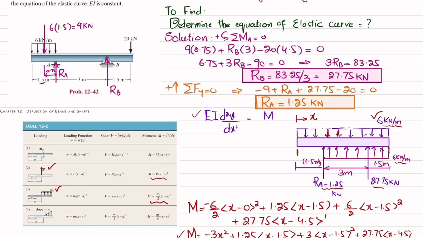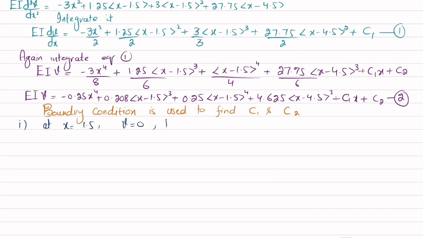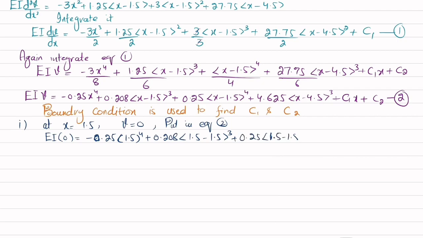Let me show you here. You can see at x equal to 1.5, we have deflection equal to 0 because there is a roller support. So what we will do is put it in equation 2. We will get EI into 0 equal to minus 0.25 into 1.5 power 4 plus 0.208 into (1.5 minus 1.5) power 3 plus 0.25 into (1.5 minus 1.5) power 4 plus 4.625 into (1.5 minus 4.5) power 3 plus C1 into x. So x is 1.5, 1.5 C1 plus C2 will be equal to this one.